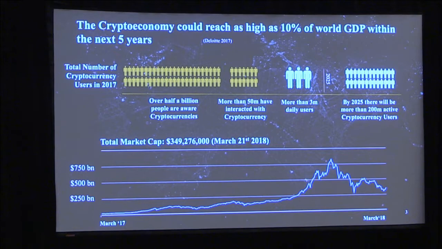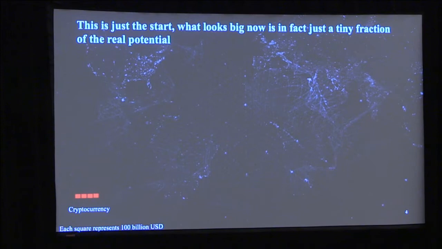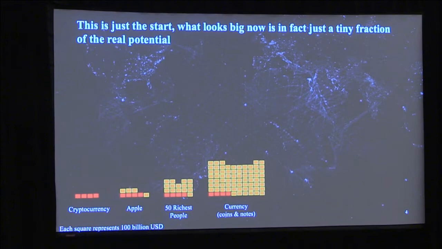Let's have a look at where crypto fits in the world scale of money right now. Each of those little red blocks that you can see represents about $100 billion. Sounds like a lot of money, $350, $400 billion. But if you put it into perspective, if you compare it with Apple, it's about half the size of Apple's valuation, a little bit less. It's about 25% of the valuation of the 50 richest people on the planet, so we don't even match the top 50 people on the planet in the crypto space. The next set of boxes is cash, cash and coins that are in circulation.